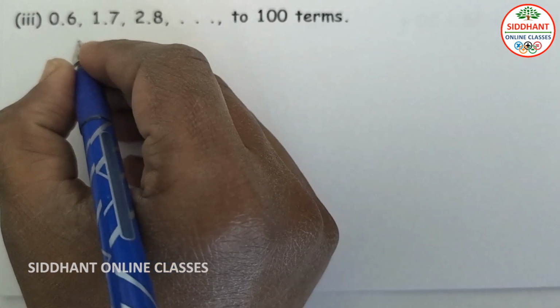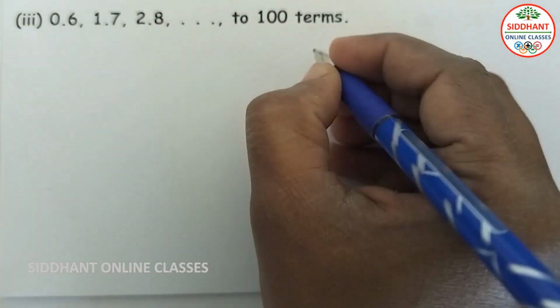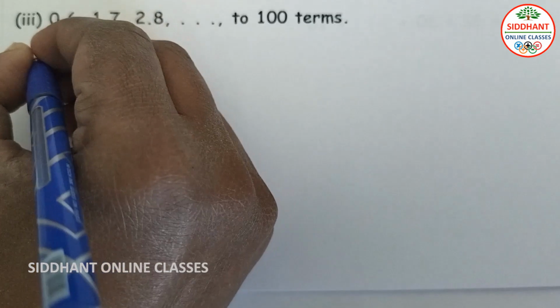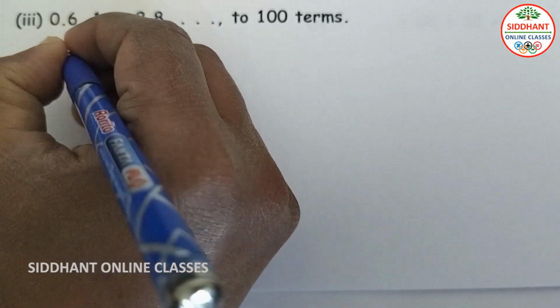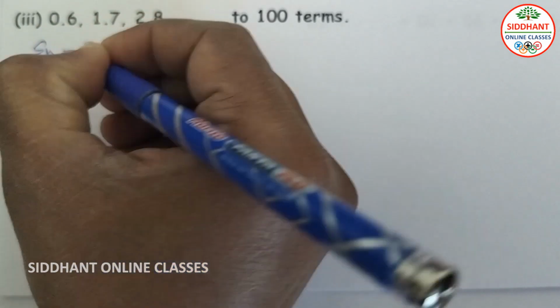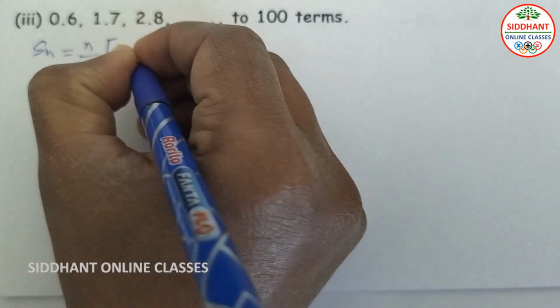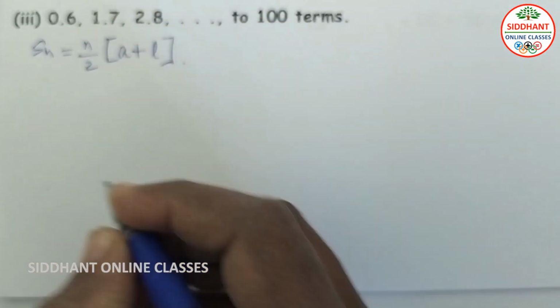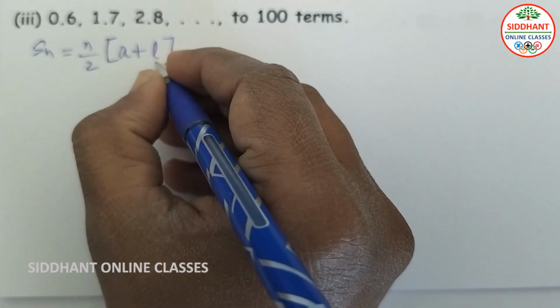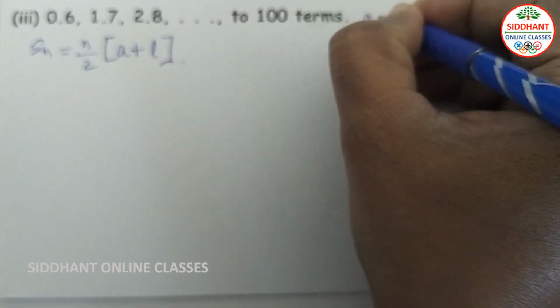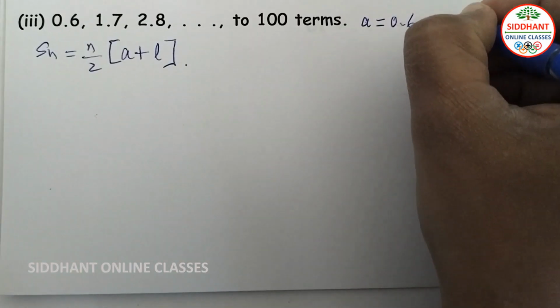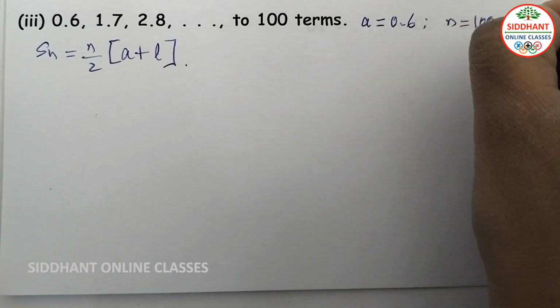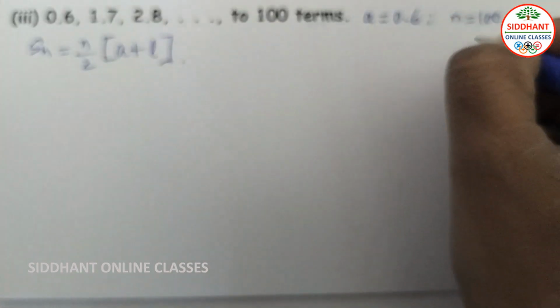Third one: 0.6, 1.7, 2.8 up to 100 terms. So here we are going to find out the sum. The sum, we know, is Sn equals n by 2 into a plus L. So here L is not given, that means a is given, which is 0.6. n is given, which is 100 terms. And d is also given.